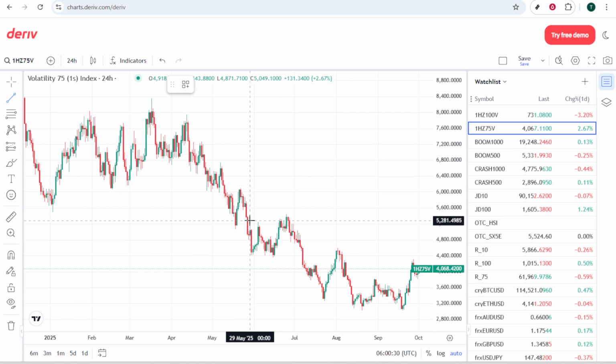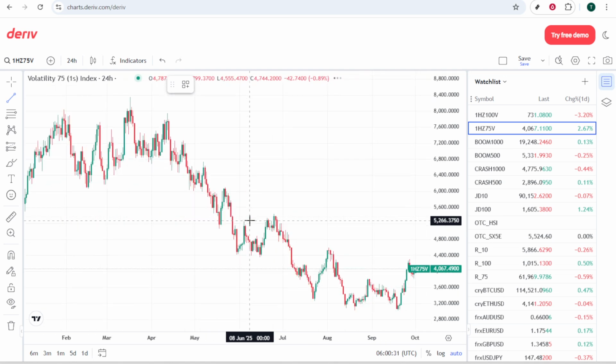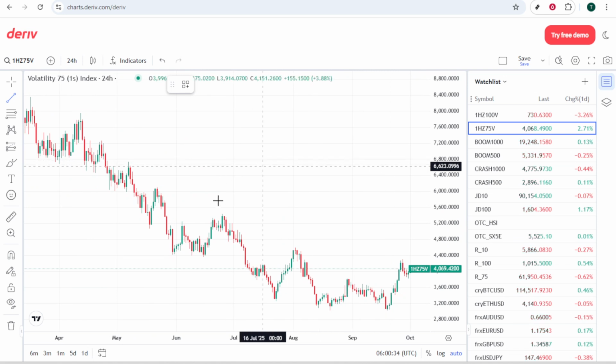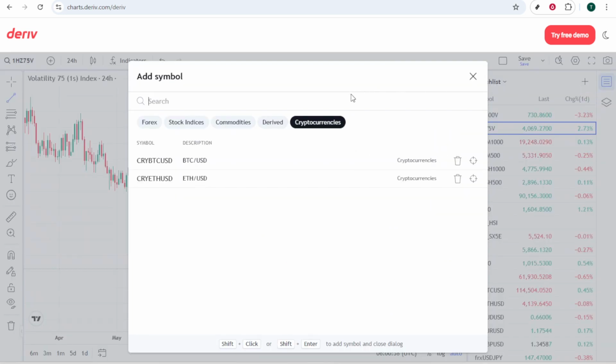First, you'll need to log in to your Deriv account. Once you're in, navigate your way to the TradingView platform, which is where all the magic happens. But before diving into the technical bits, ensure that you've selected the Volatility 75 index chart. This specific chart is crucial since it provides the data you need for your analysis.